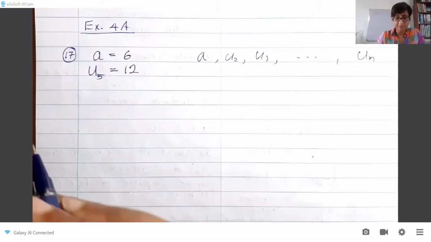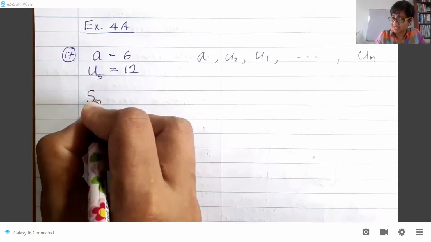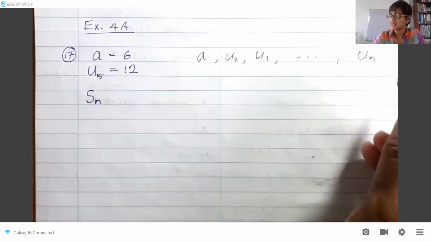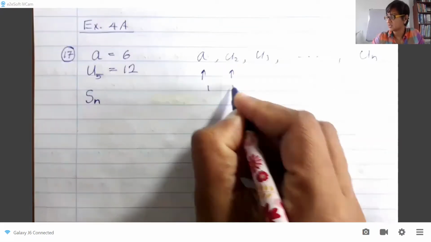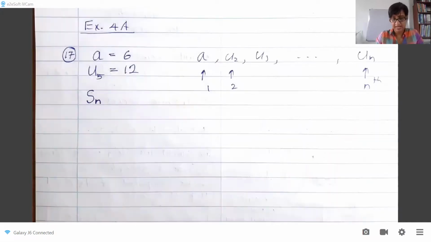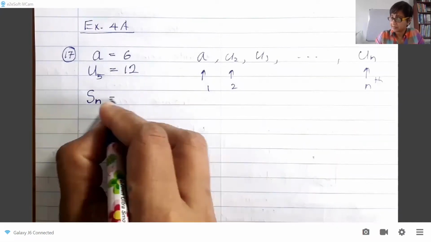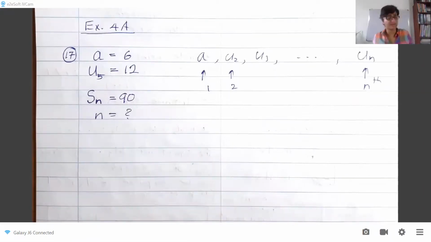They have given the sum of all the terms. What is that? Sn. We don't know how many terms there are. Let there be n terms. This is the first term, second term, and so on, this is the nth term. So Sn is 90. We are asked to find what n is. How many terms are there? What things can we do here?